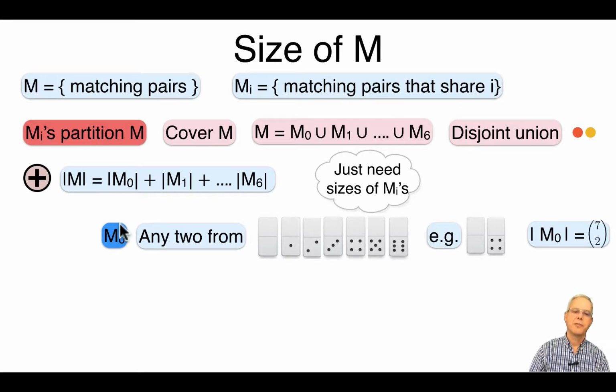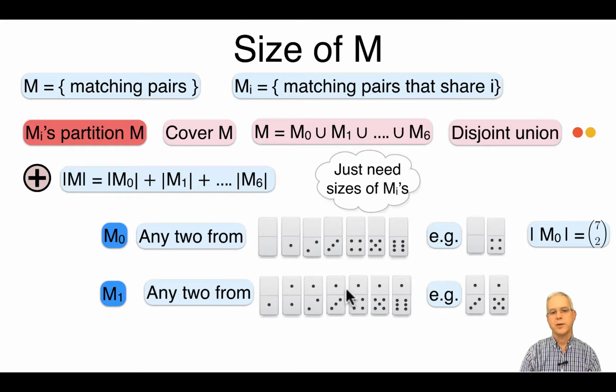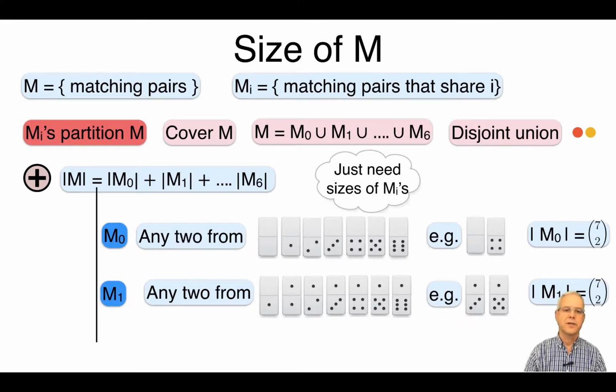Maybe M1 will be more difficult. Let's see. M1 consists of any 2 tiles from the tiles that have a 1: 0,1, 1,1, 1,2, up to 1,6. If you take any 2 tiles from these 7, for example 1,3 and 1,5, they share a 1. Any pair that you take from here will share 1. No other pair will share 1. So how many such pairs? Again, we need to choose 2 tiles out of the 7. 7 choose 2. Okay, so life is good.